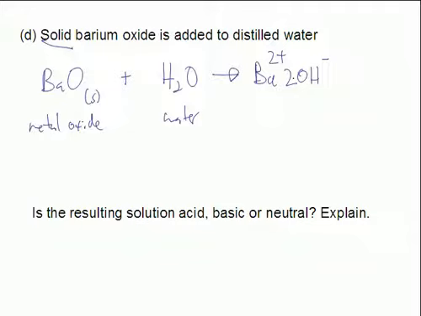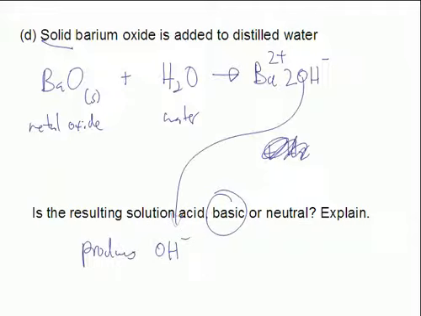Watch out for alkali metals in water. They also do the same thing, but those do produce hydrogen gas. This is not an alkali metal, it's just a metal oxide. The resulting solution is basic because it produces good friend OH minus. There it is.